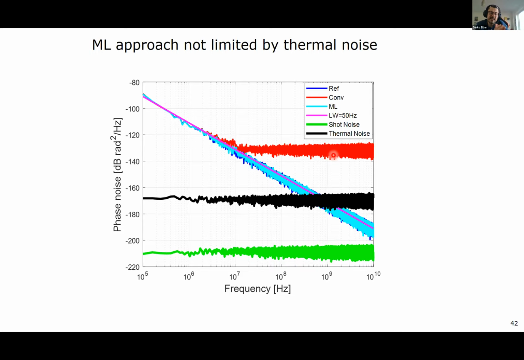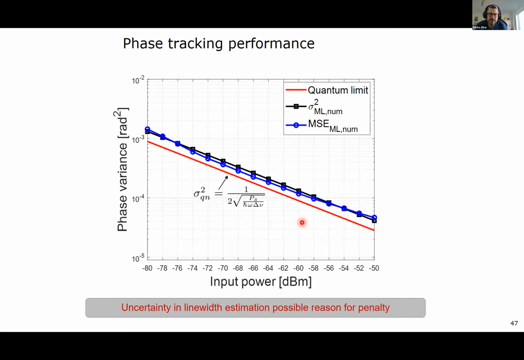So these are proof-of-principle advantages: by using this type of Bayesian filtering, you can actually operate below the thermal noise level. As you can see here, you can extract phase up to 10 gigahertz. And the most important thing is that this type of phase detection operates very close to the quantum limit.